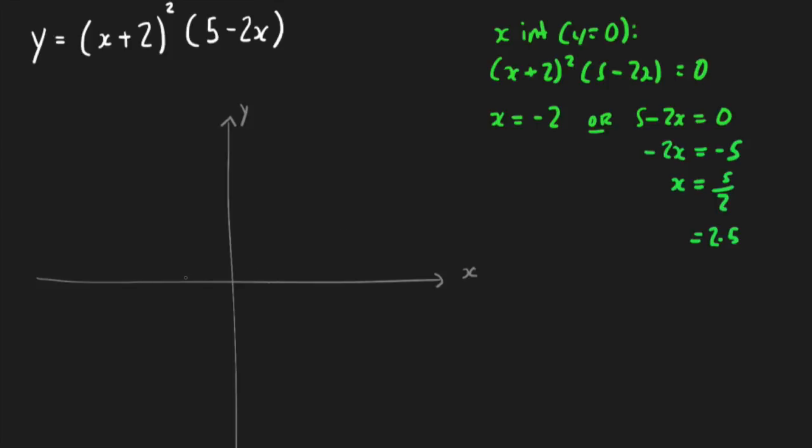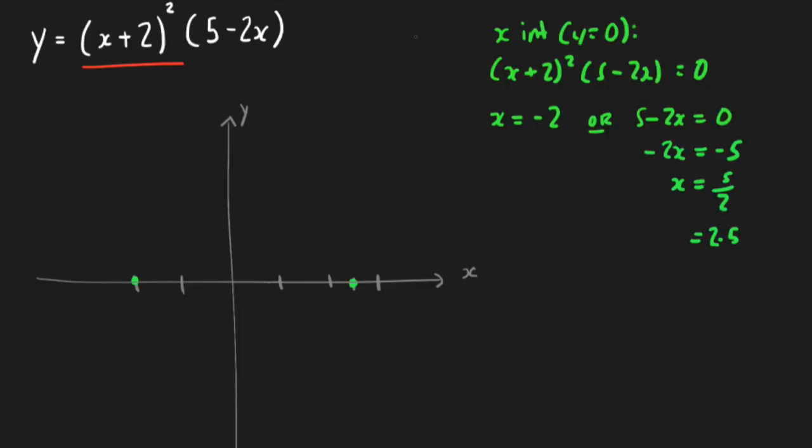We've got -2, which is here, and we've got 2.5, which is going to be here. Alright, so that's going to be here and here. Okay, now again, we know that x plus 2 is a repeated factor, and it's repeated twice. Because this is repeated twice, there's going to be a turning point at x equals -2. This is going to be a turning point.